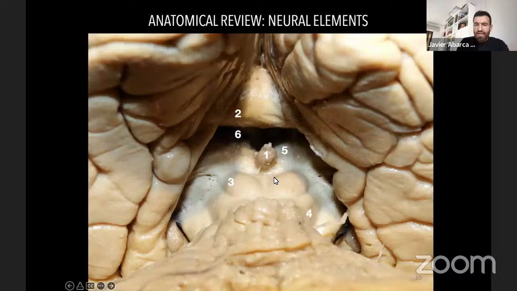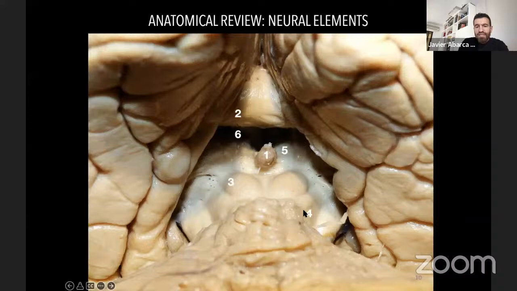Again, the pineal region from a surgical point of view, from a purely posterior point of view, again, from superior to inferior, the splenium of the corpus callosum. The number 6 is the posterior wall of the third ventricle, pineal gland, laterally the habenula, and again, caudally, inferiorly, and posteriorly, we have the superior colliculi, the inferior colliculi.